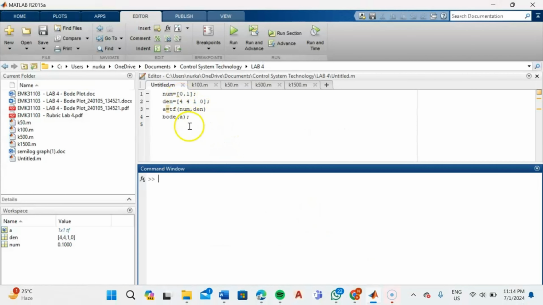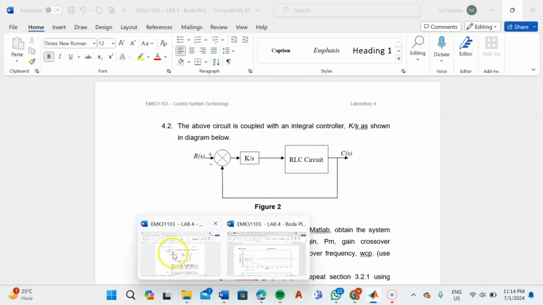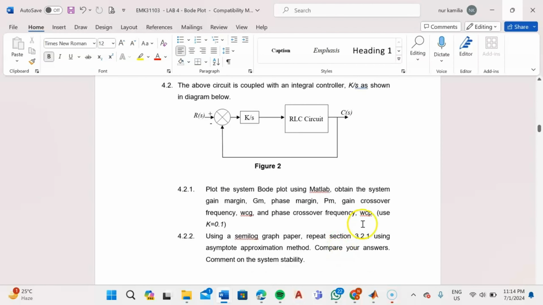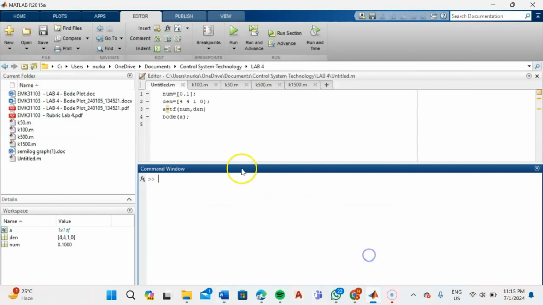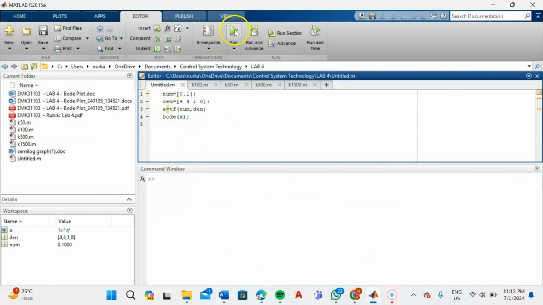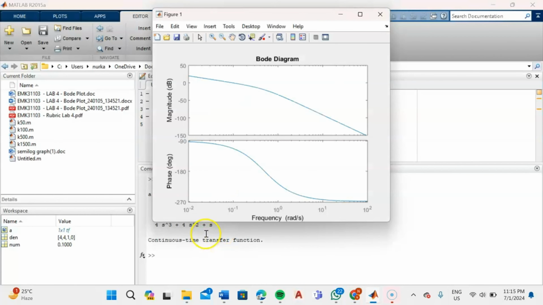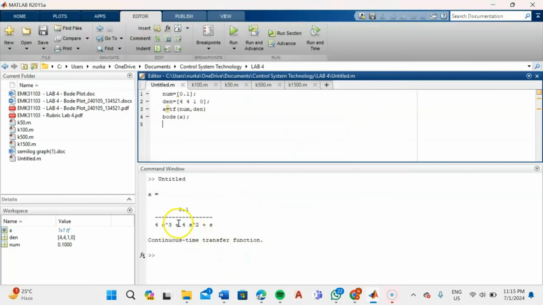Okay, so this is the function. For the numerator 0.1, based on the value of K in the question given, which states to use K equals 0.1. Okay, so run the circuit, and here is the result, 0.1. And then for the denominator, 4S^3 plus 4S^2 plus S.